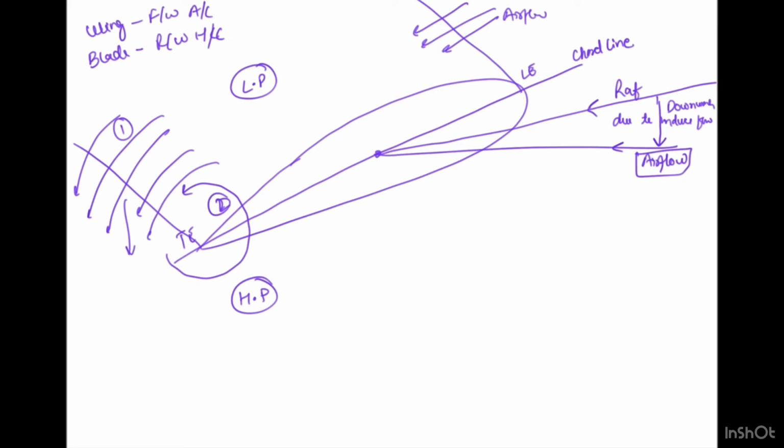This is a relative airflow, this is a downwash flow, this is a normal general airflow which is coming in, and the angle between the chord line and the relative airflow is known as angle of attack. So this is angle of attack. I hope this much is clear, correct?